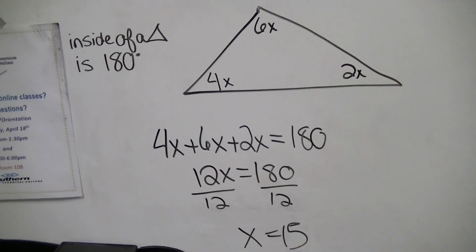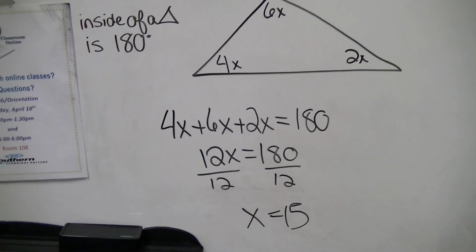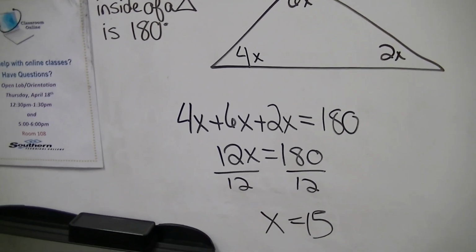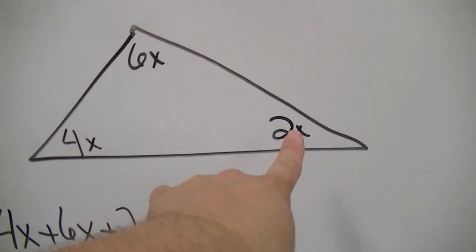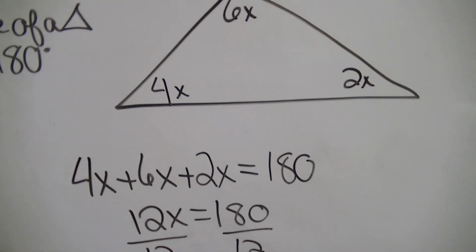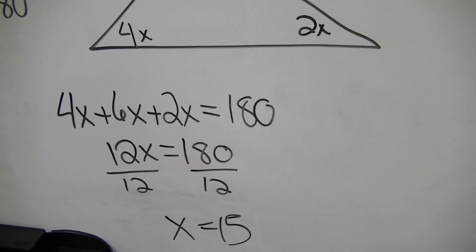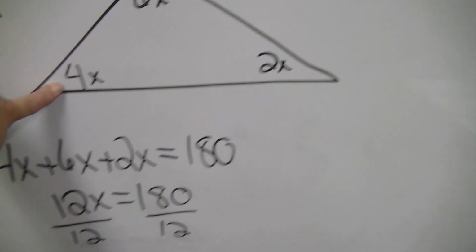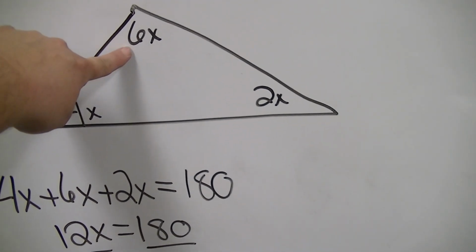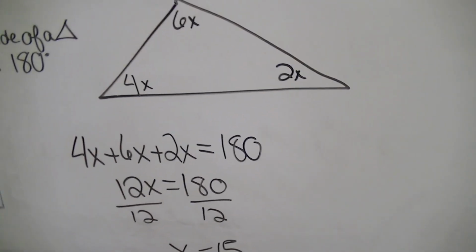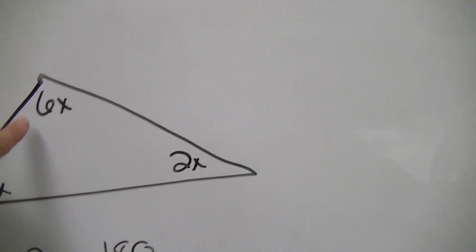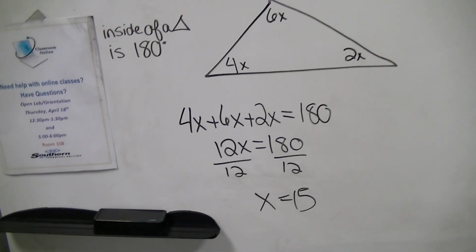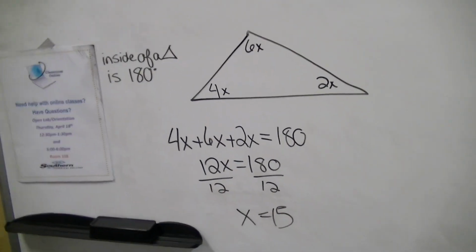Now, if we want to know the specific angles, remember we might have to multiply our x's. So if I say 2 times x, that would be 30. So this angle has to be 30. If I said 4 times x, or 4 times 15, how much is that? 60. And if I had 6 times 15, how much is that? 90. And if we add them up again, 90 plus 60 plus 30 does still give us 180 degrees. So that's how we can fact check that.